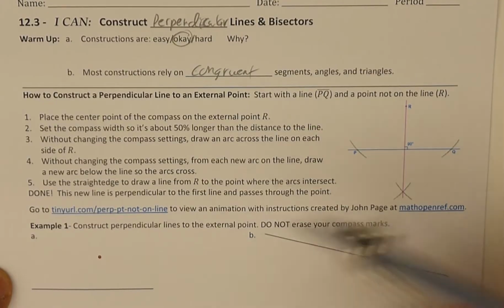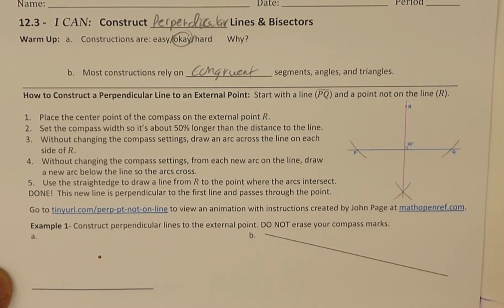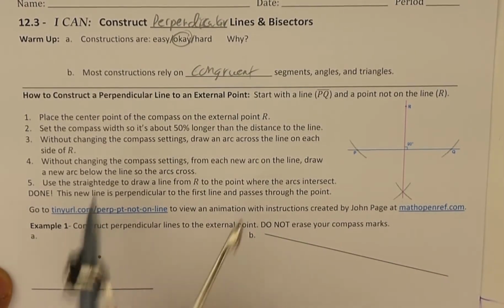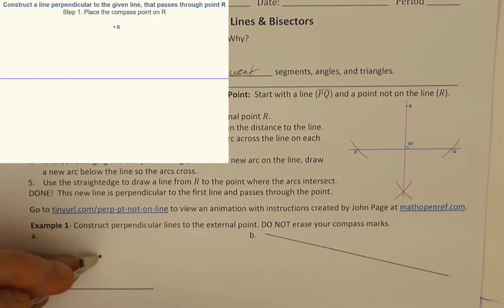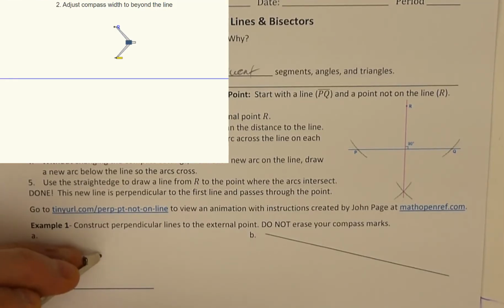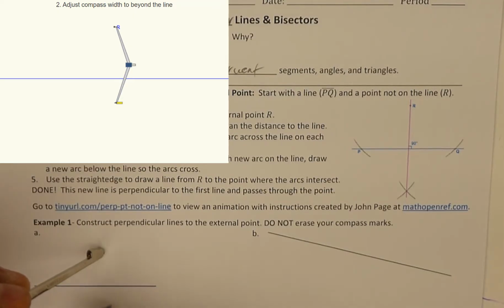We're going to start off, and again, if you want to watch the video, I might have that playing in the background or something, but we're going to come down here and we're going to place the center of the compass on the external point. So I'm going to go ahead and set this up. I'm going to put the compass point right there, and it's kind of difficult when we have these fat circles and it's not a very large spread on the compass.